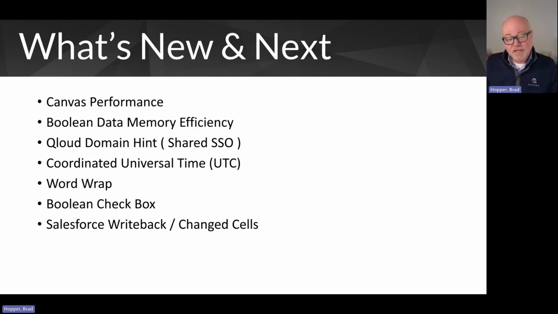A lot of the things that you see on this list here are actually infrastructure, or at least they're not front and center user things that you'll interact with. For example, dramatic improvements to the performance of canvases specifically. When you have a canvas that has lots and lots of objects on it, we're going to paint that canvas much faster.